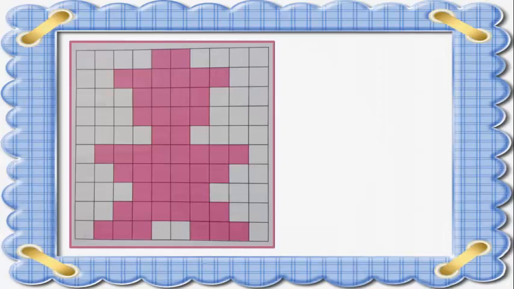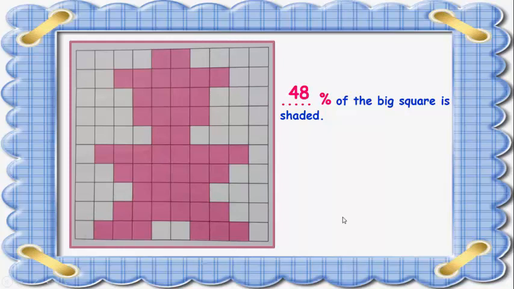Look at the picture again. Okay, what percentage of the big square is shaded? Alright, 48% of the big square is shaded. And what percent of the big square is not shaded?